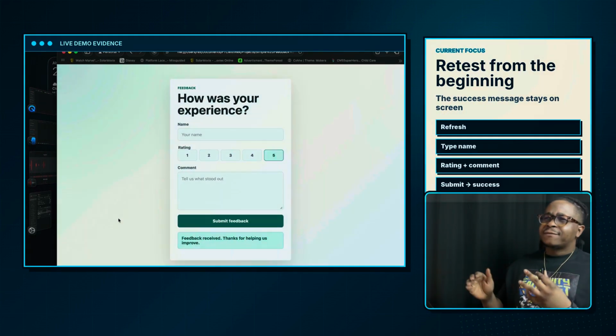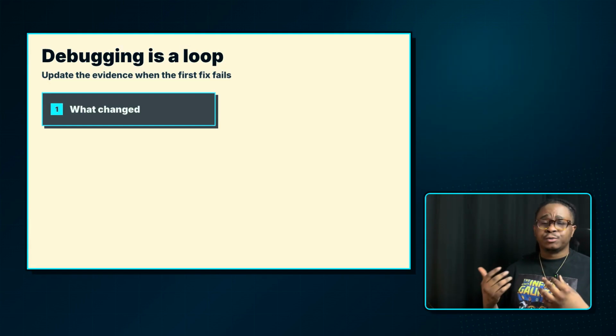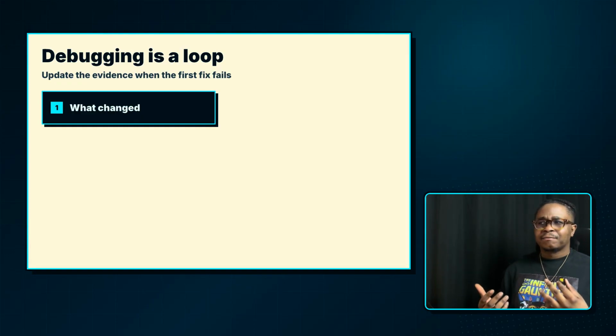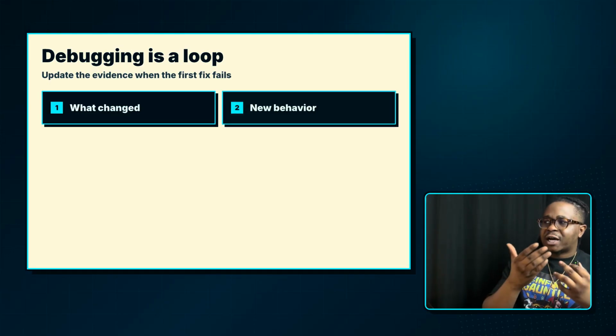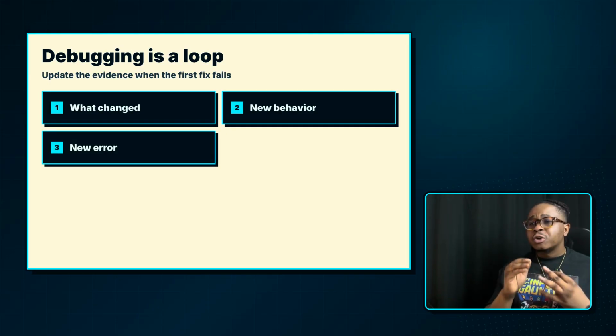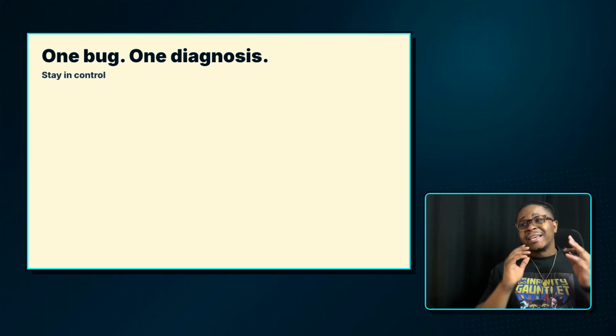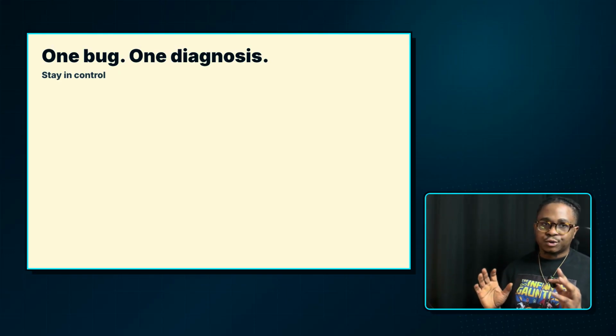Now, if the first fix does not work, do not panic. Debugging is a loop. You go back to the AI and say, "I applied the changes, but the bug still happened. Here is what I changed. Here is the new actual behavior, and here is the new error message." The key is to keep updating the evidence. Do not start a brand new conversation with "still broken." Keep the context specific.